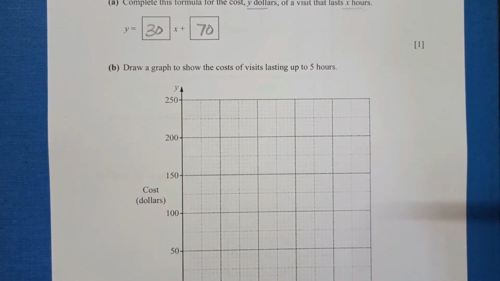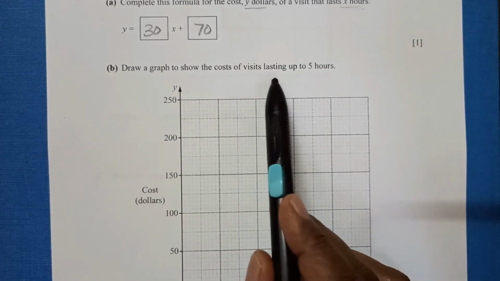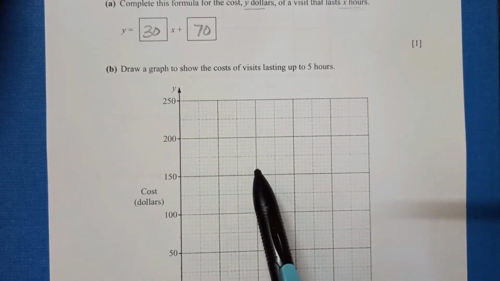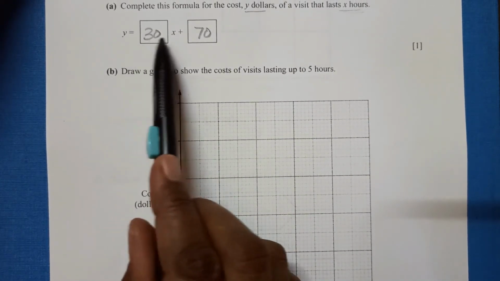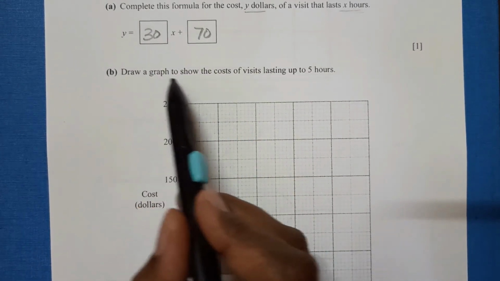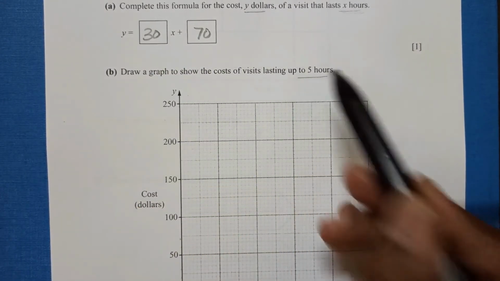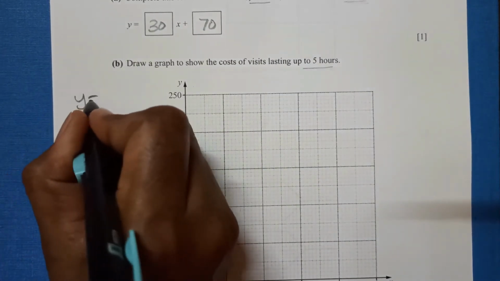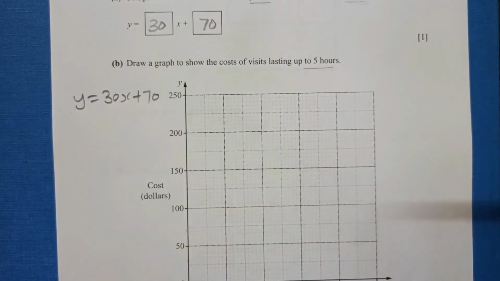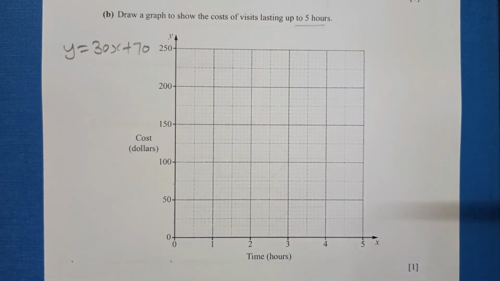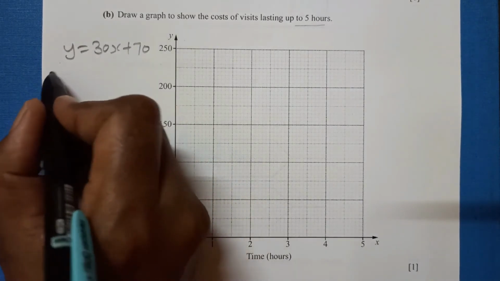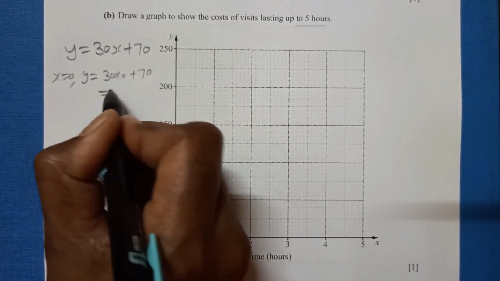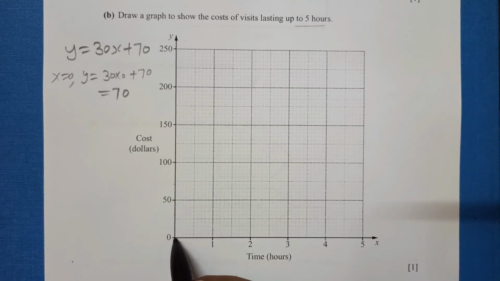Now the B part: draw a graph to show the cost of a visit lasting up to 5 hours. So let's see the equation again. We are given that y equals 30x plus 70. We need to draw a graph to show the cost lasting up to 5 hours. Let's see for the 5 hours. If x is 0, then y will be 30 times 0 plus 70, that is, y is 70. So when x is 0, y is 70.